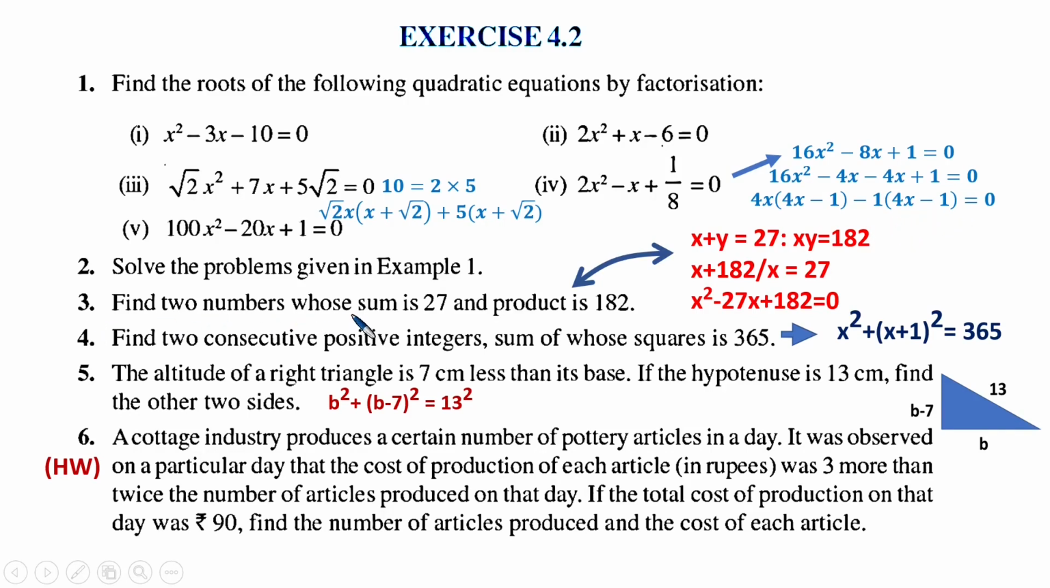Now question 3: find two numbers whose sum is 27, that is x plus y is 27, and product is 180. Here it is very simple. y is equal to 180 by x, you put it here. So x plus 180 by x is equal to 27, so x square plus 180 is equal to 27x.